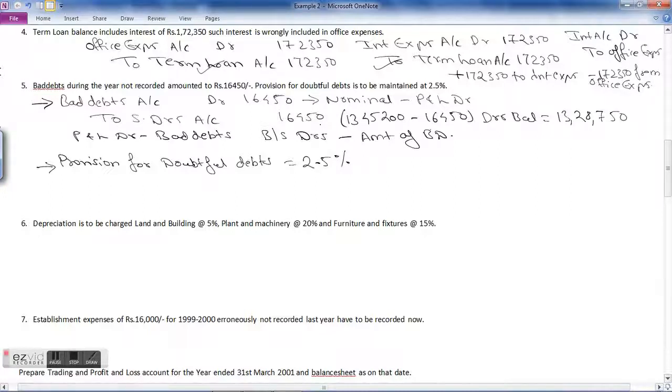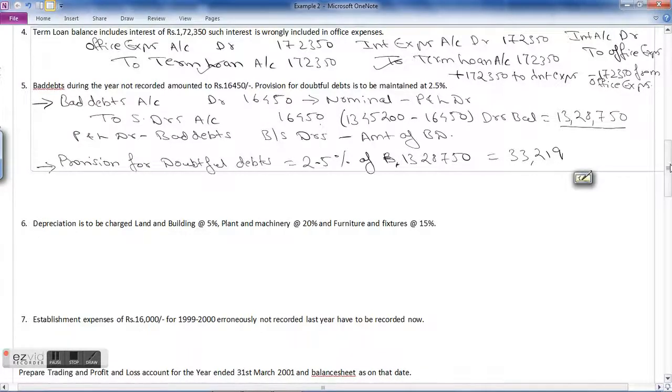Okay, so after adjusting your bad debts, what is the balance of debtors? 1328 750. So 2.5 of 1328 750, that comes to how much? That comes to 33,219. So provision for doubtful debts has to be 33,219.